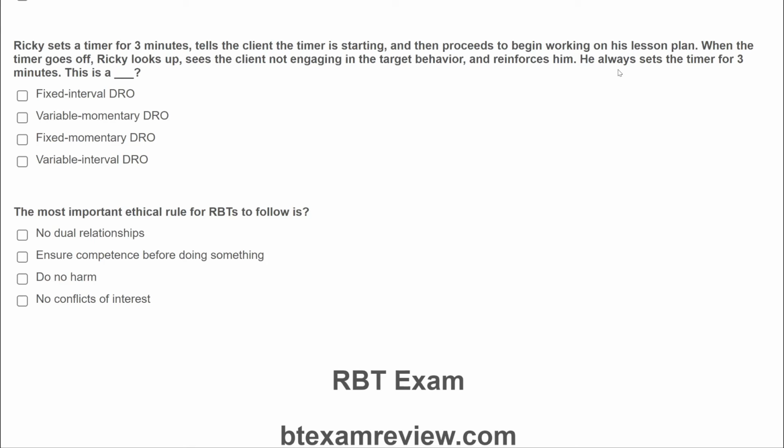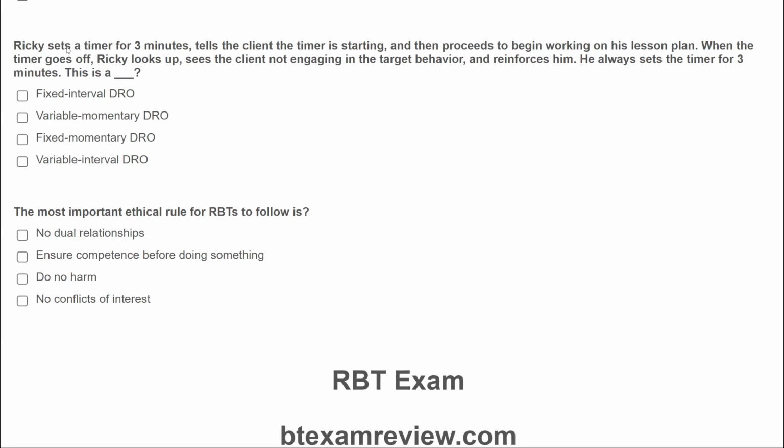He always sets the timer for 3 minutes. If we always are setting the timer for 3 minutes, if we're always requiring the same amount of responses, is that fixed or is that variable? Well, that's fixed, and you know that from your basic reinforcement schedules. If your basic reinforcement schedule never changes, it's going to be fixed. If it's on an average, it's variable. This never changes, it's fixed. So we have that first part.